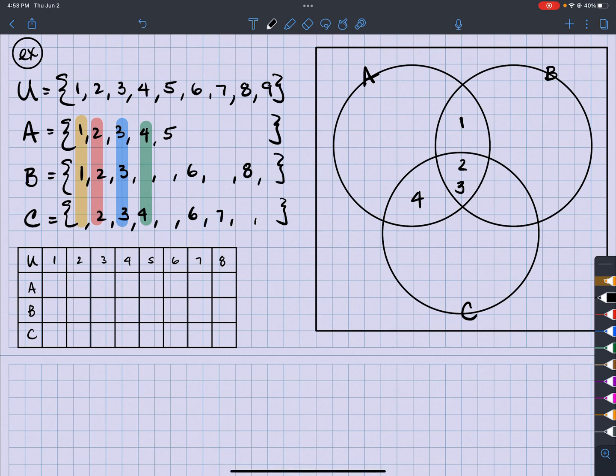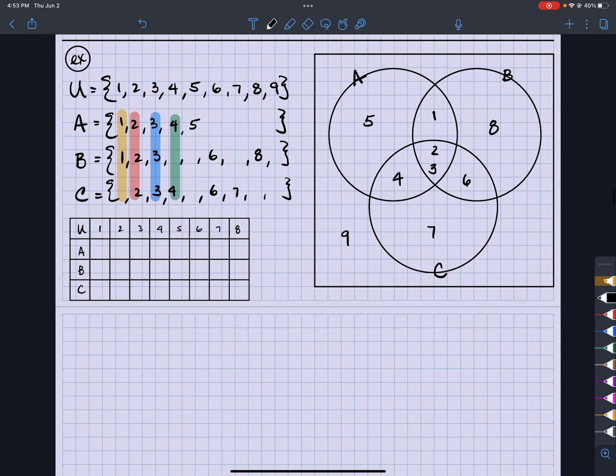5 is A only. 6 is B and C, but not A. 7 is only C. And 8 is only B. And 9 is in neither A nor B nor C. So 9 is out here somewhere. Okay? So that's what I would have, right? So that's only the first part. Only the first part. So in fact, I'm going to go ahead and get rid of this table since we didn't use it.